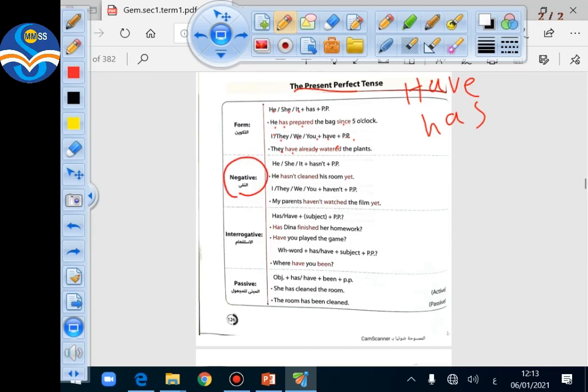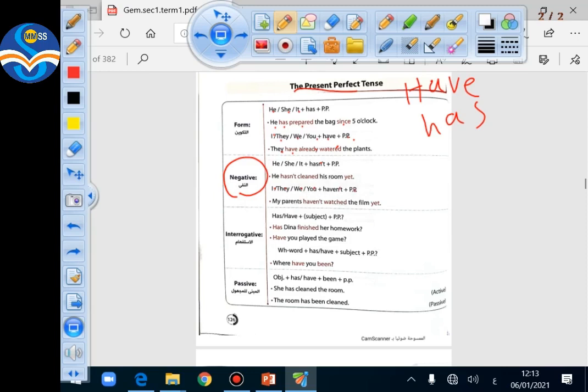I've got he, she, it plus hasn't. As we've said before, the not doesn't come on its own. It should come after a helping verb. So in order to put the present perfect in its negative form, I should put not with have or has. So as we said, he, she, it plus has plus PP. I, we, they, you have plus PP also.